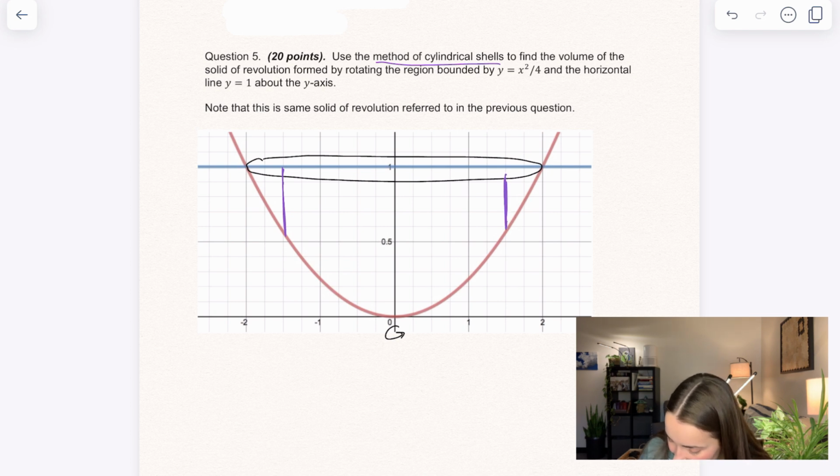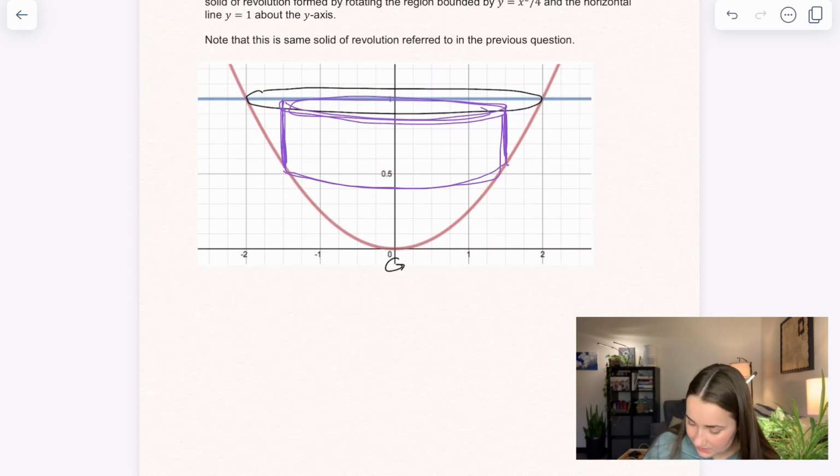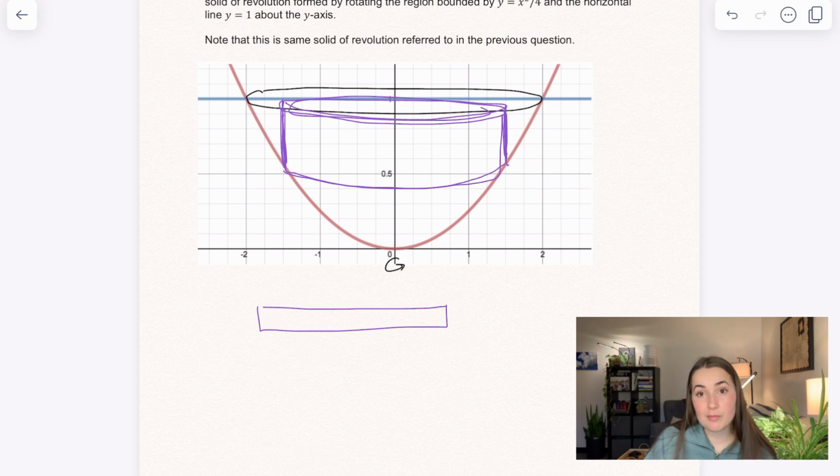So here we would have a cylinder that looks something like this, right? Now what we do is we take that cylinder and we unroll it. It's like we cut it and we lay it out flat. So this long length is equal to the circumference, which is 2 pi r, and this other length is equal to the height. So let's go ahead and find what these values are equal to.